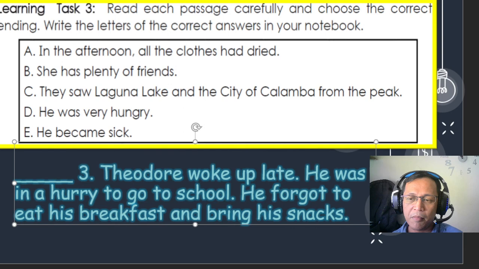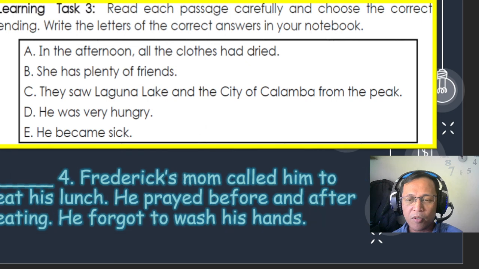Now, moving on with sentence number 4, we have: Frederick's mom called him to eat his lunch. So he prayed before and after eating, and he forgot to wash his hands. Again, Frederick's mom called him to eat his lunch. He prayed before and after eating. So he forgot to wash his hands. What do you think will happen?